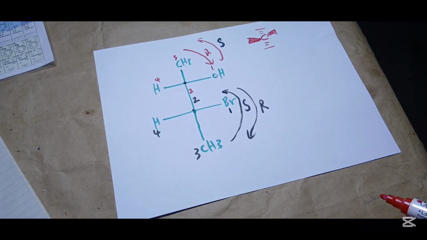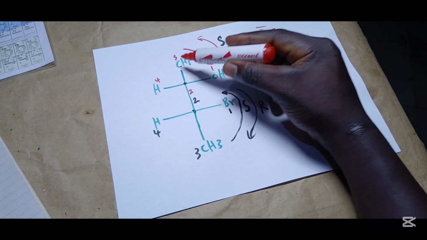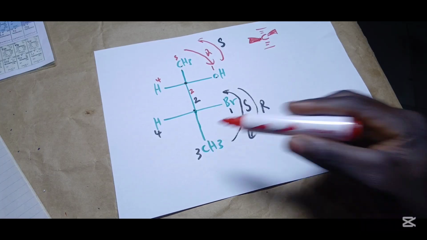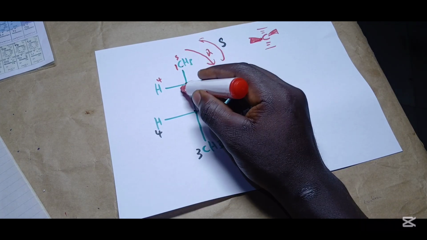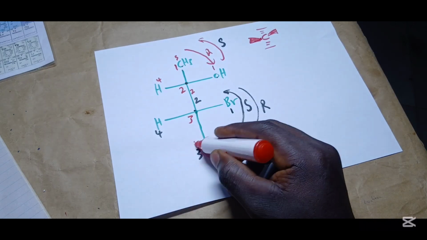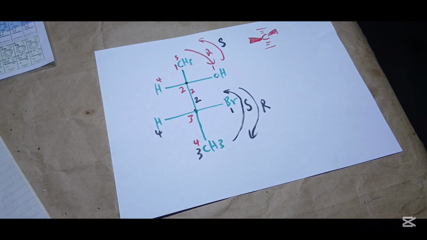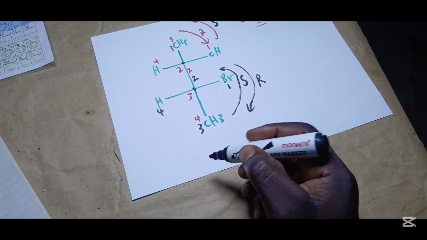And how many carbon atoms does it have? Let's see the longest carbon chain. So 1, 2, 3, 4. So it is a butanol. So 1, 2, 3, 4, which is but. We have to name the special part first.